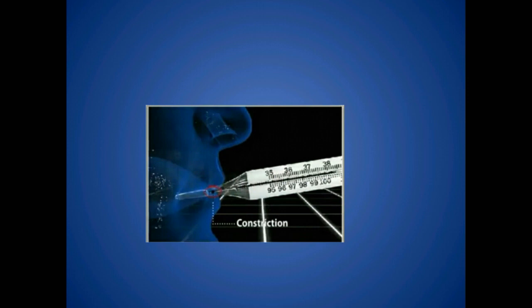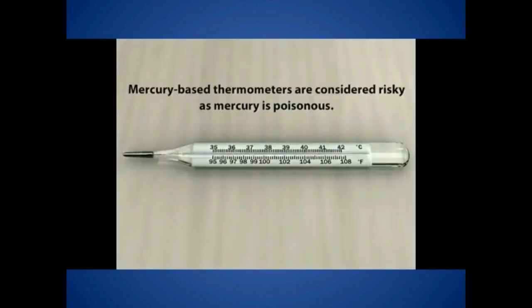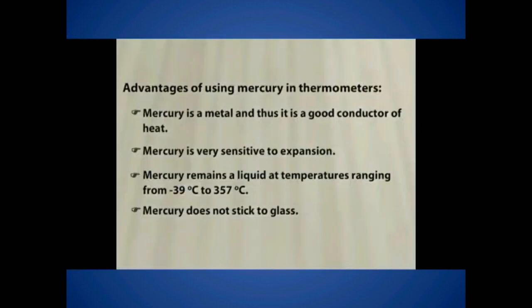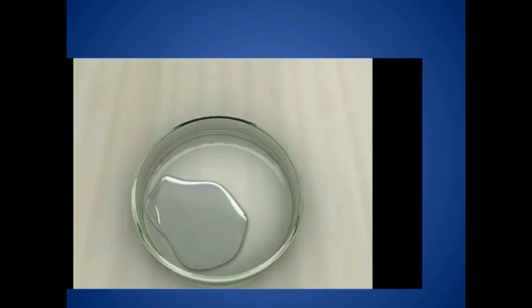So why is mercury used in the thermometer? See, mercury is used in the thermometer because mercury is a metal. Thus, it is a good conductor of heat, and it expands instantly. Mercury remains in a liquid state at temperatures ranging from minus 39 degrees Celsius to 357 degrees Celsius, and also mercury does not stick to the glass.